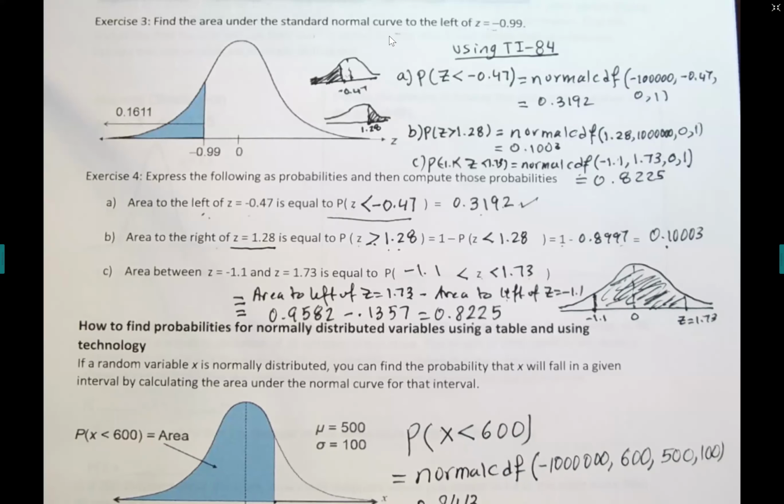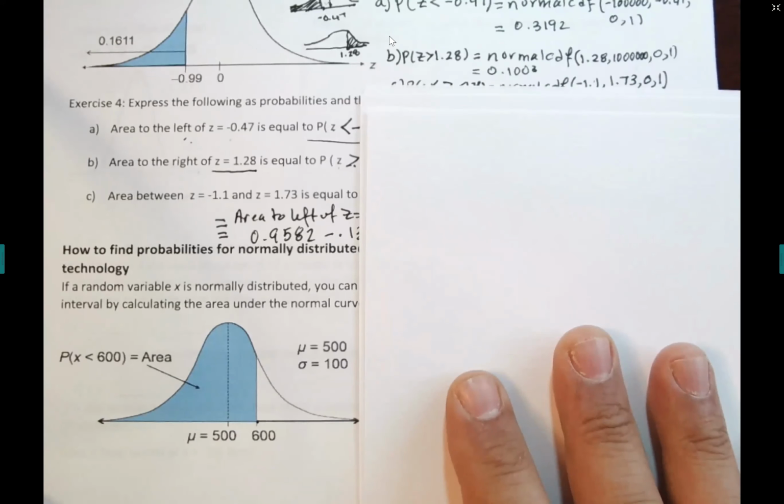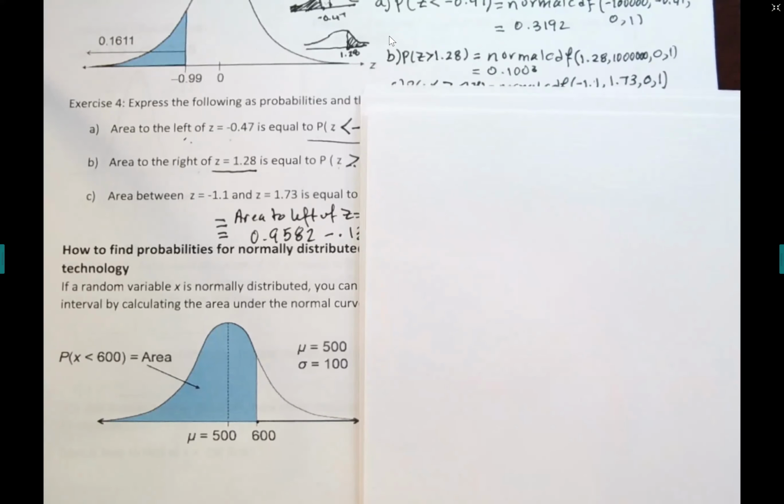What I would like to do with you guys, we're going to do the next exercise. And probably you can help me out with this. Okay. We're going to use technology now. He wants the probability. He gave you a normal curve, not a standard normal curve. As you see, he labeled the axis 500, 600, 700, etc. So it's not 0, 1, 2, 3. He wants the probability of X less than 600. Can you guys help me do this using technology?